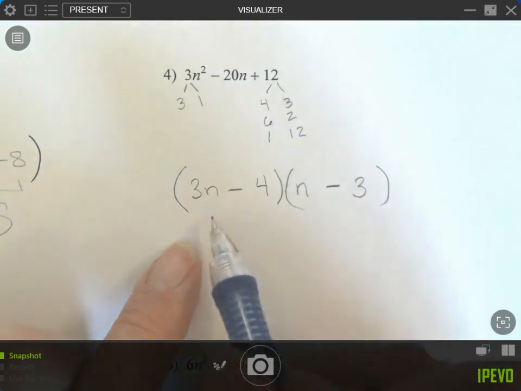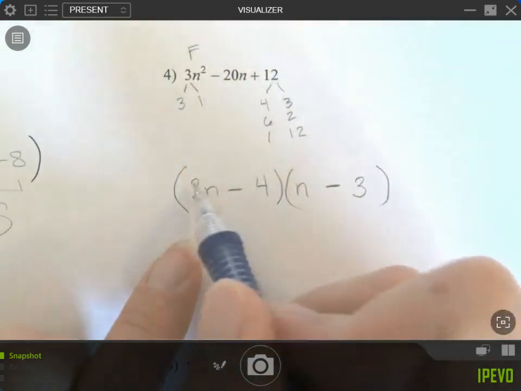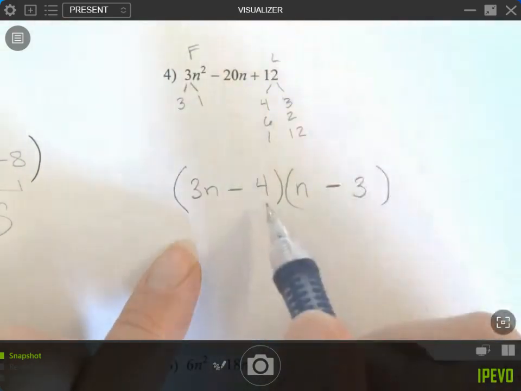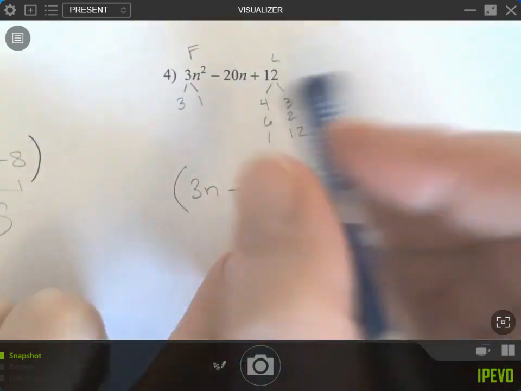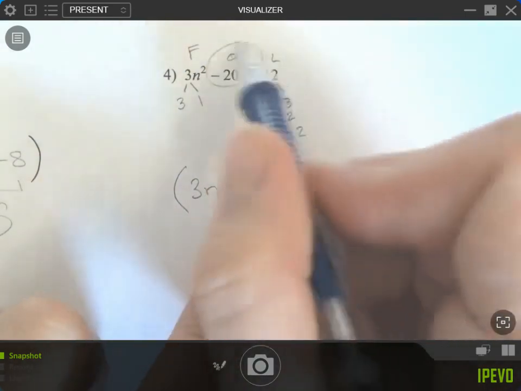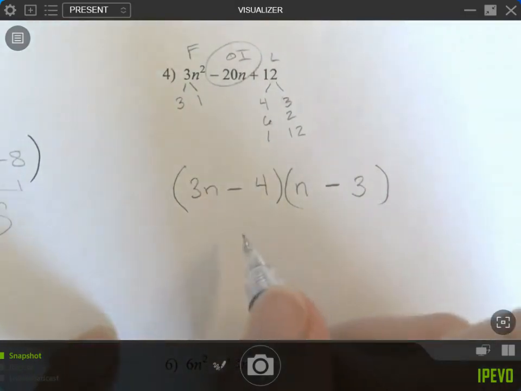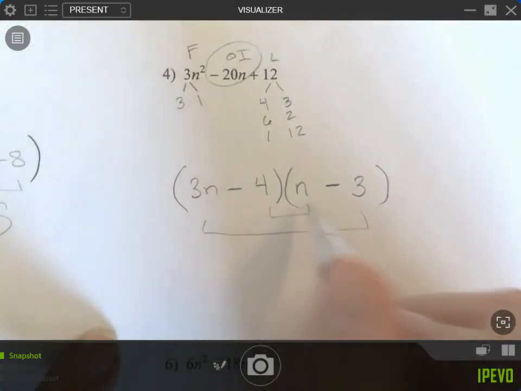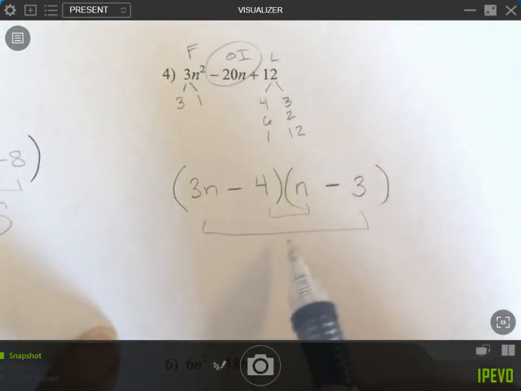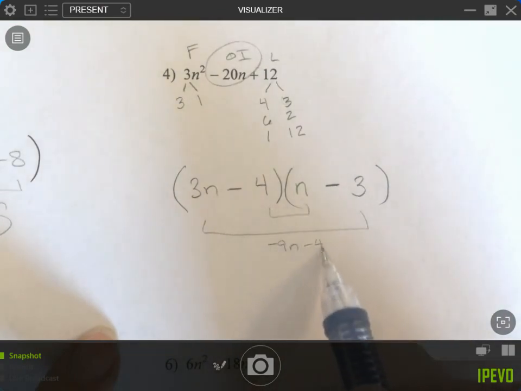Okay. I don't think it's going to work. So we know first works, 3n times n. We know that negative 4 times negative 3 is 12. I'm looking to check my outside and inside. Now, if you're using the box method, I can talk about that too, and that's fine. 3n times negative 3 is negative 9n. Negative 4 times n is negative 4n. Do I have the right total?